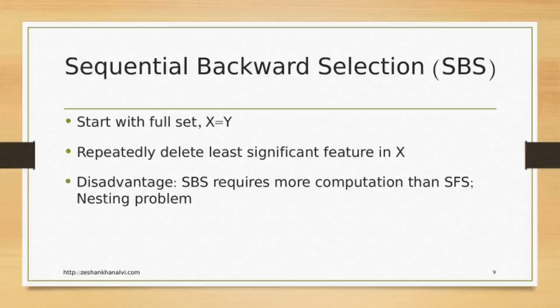Both of these searching algorithms have some disadvantages and some advantages, but the main disadvantage is that once a feature is rejected in sequential backward search, it can't be selected again.